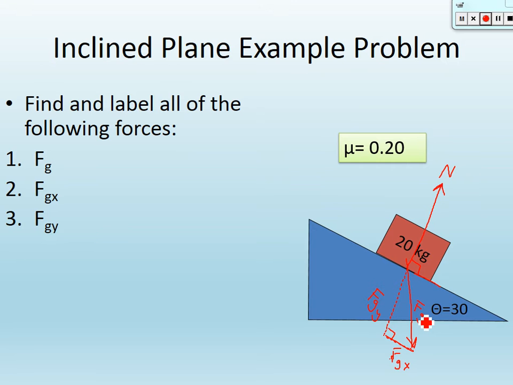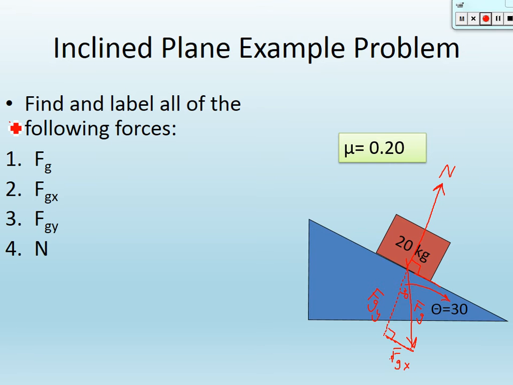Okay, one other thing to talk about. If this angle on the inclined plane is 30 degrees, this angle at the top of your triangle is equal to 30 degrees. Okay, so this would be 30. So let's fill that in. 30 degrees.